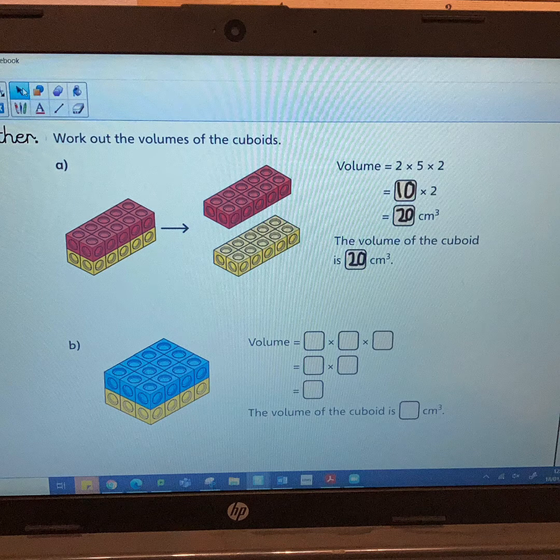Hopefully you can see on the right hand side how you can also write this out rather than always counting the cubes. So this is the more efficient way of working out the volume. You work out how many cubes long it is, how many cubes wide it is, how many cubes high it is, and times them together. So you can see here I've done 2 times 5, which helps me find the base layer, and then I've times it by 2, which is the height, to find 20.